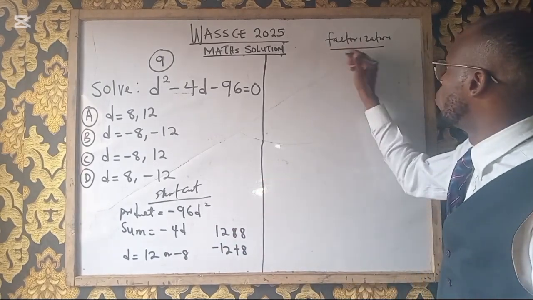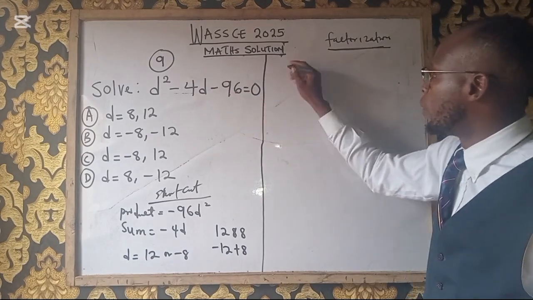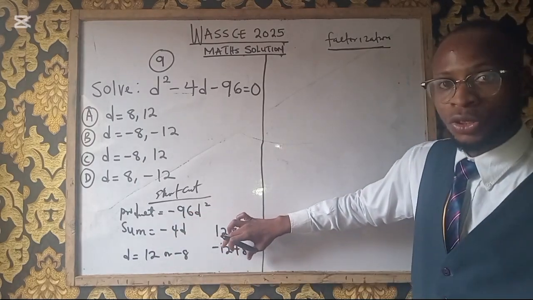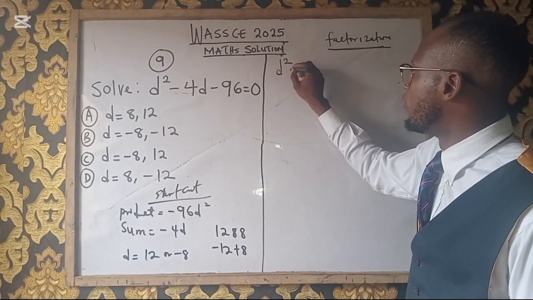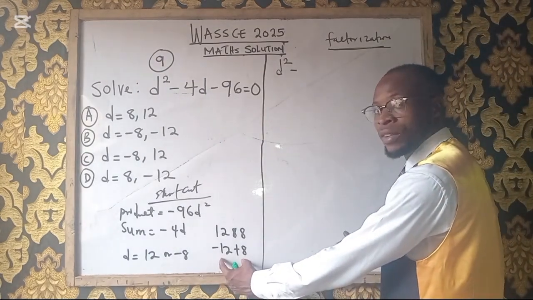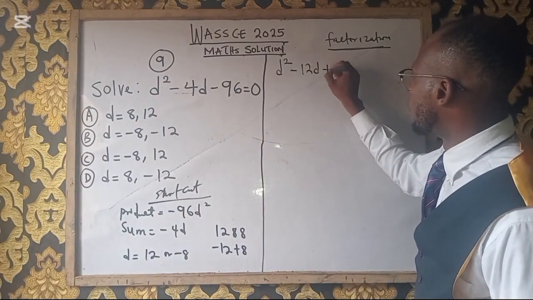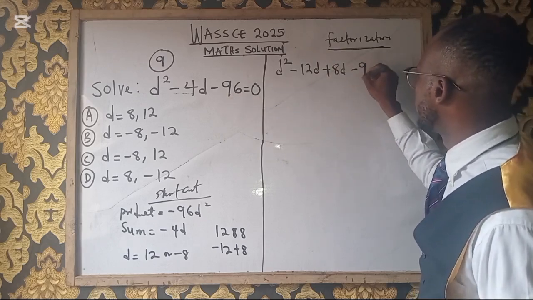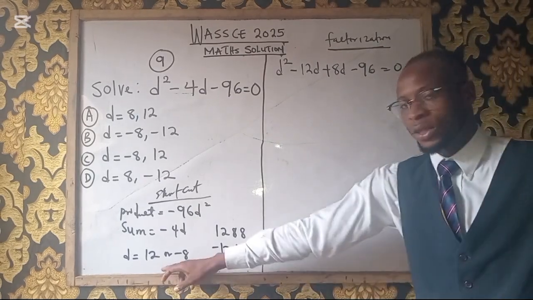So let's go to the long method of solving, which is the factorization method, because it's factorable. Now, we said the product is this and the sum is this, and we are using minus 12 plus 8, don't forget. So we arrange this expression as d squared, instead of minus 4d, you represent it with minus 12d plus 8d, can you see that? Then minus 96 equals 0. You will see that we are going to get the same answer we have here.